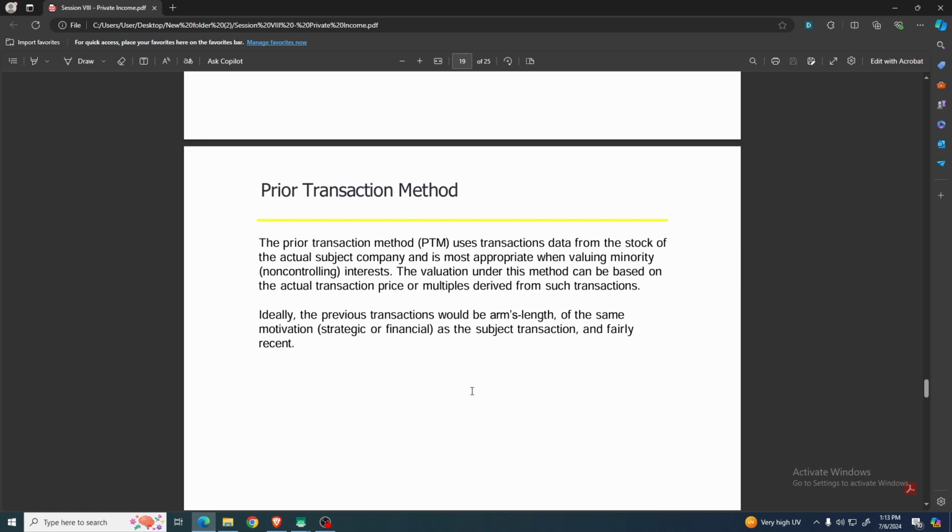And the basis of the valuation would be the actual transaction price or multiples derived from similar transactions. So if the previous transactions were at arm's length, they would provide a reliable basis for valuation. The transaction prices or the derived valuation multiples can be directly applied to the current valuation exercise under the prior transaction method. So in order to perform the prior transaction method, the below are the ideal transaction characteristics. First we have arm's length transactions. Transactions should ideally be arm's length. We all know the fair value is derived on the basis of an arm's length transaction. This would mean that the transaction would occur between willing buyers and sellers acting in their self-interest and not under duress.